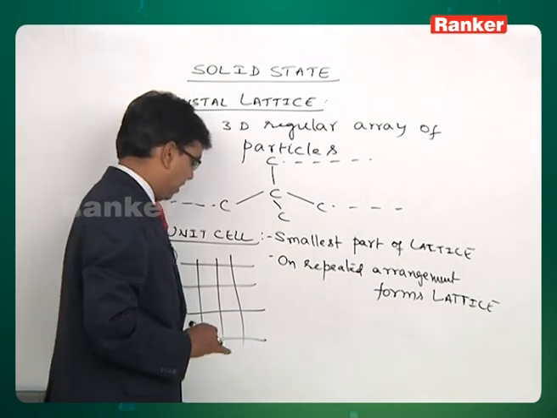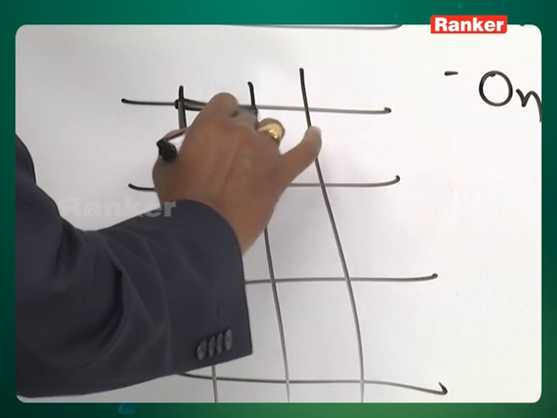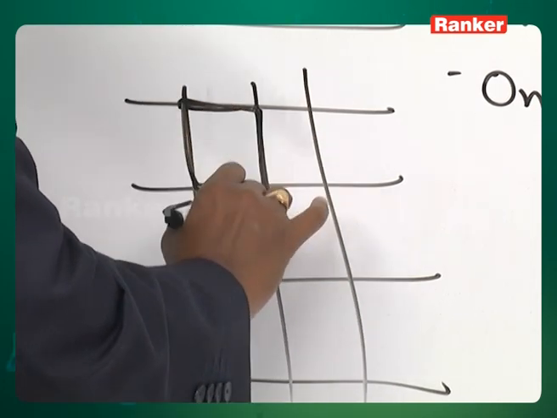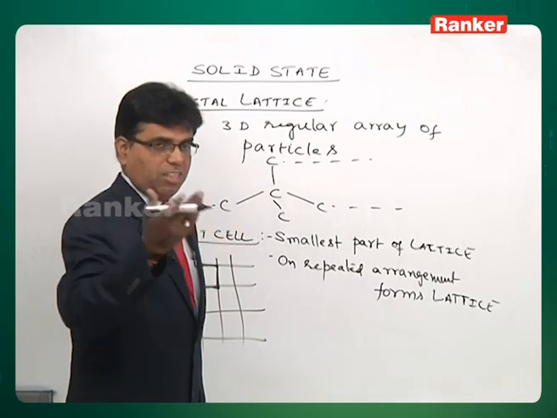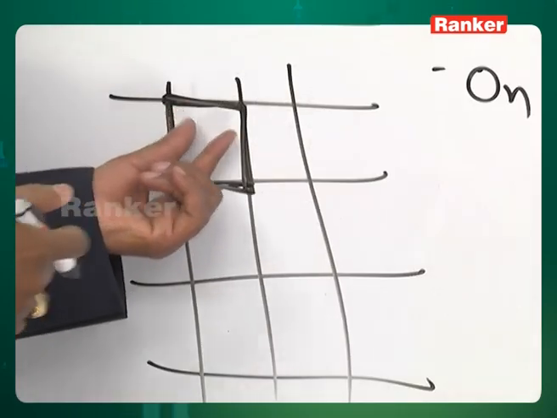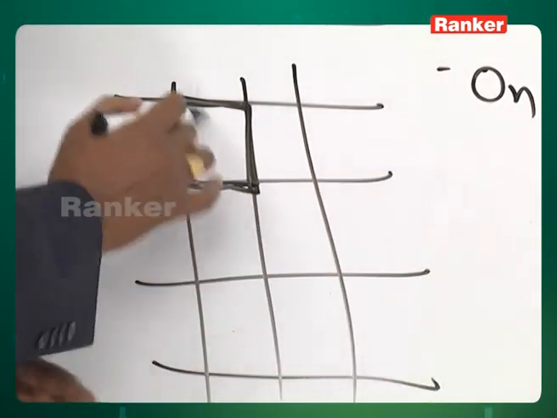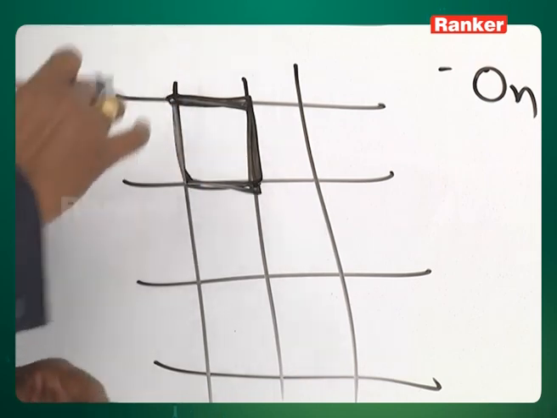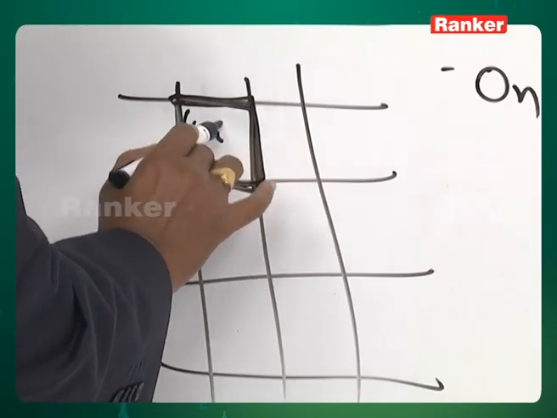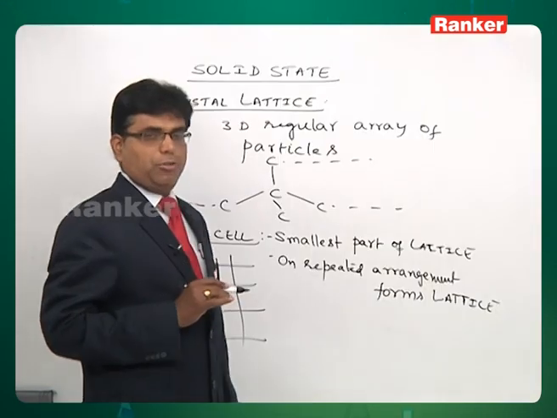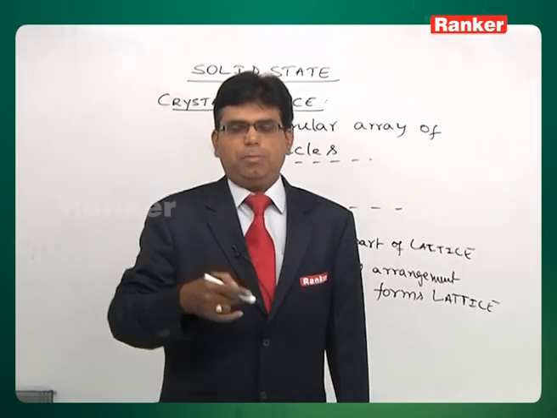then the smallest part of it, that is one square, is the unit cell. This is two-dimensional. Here what we are drawing is a two-dimensional array, but a normal crystal is three-dimensional. So, for this two-dimensional lattice, one particular square of this lattice is what you consider as the unit cell. So, unit cell is the smallest part of the lattice which on repetitive arrangement will form the whole lattice.